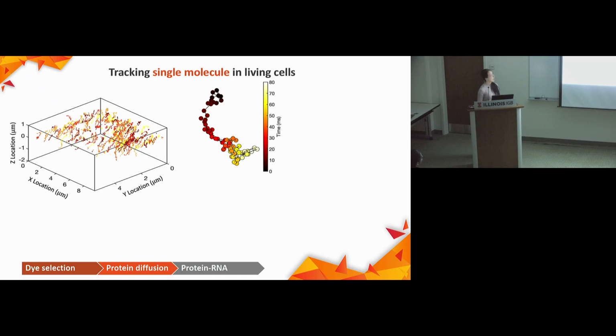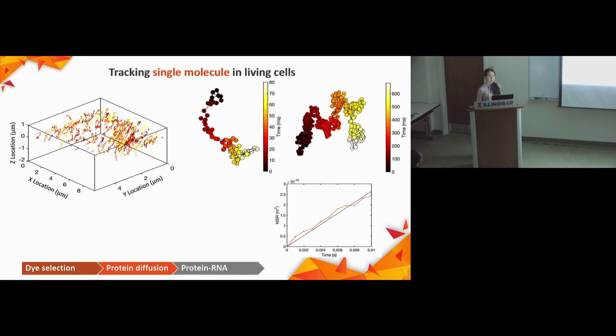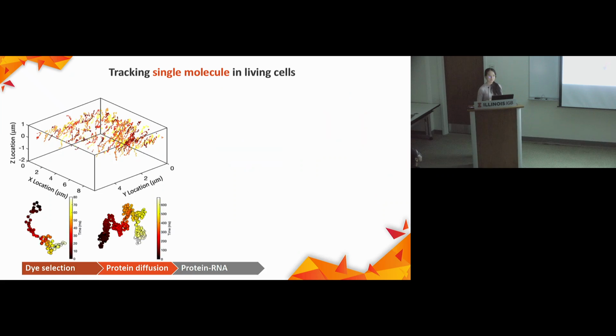So this is a trajectory where one molecule diffuses around for about 80 milliseconds. And this is another example of another molecule that diffuses for a longer time, more than 600 milliseconds. And from this trajectory, we're able to plot the mean square displacement over time and fit the curve to a linear function. It's quite linear. And from this curve, we're able to tell for individual molecules what the diffusion coefficient is.